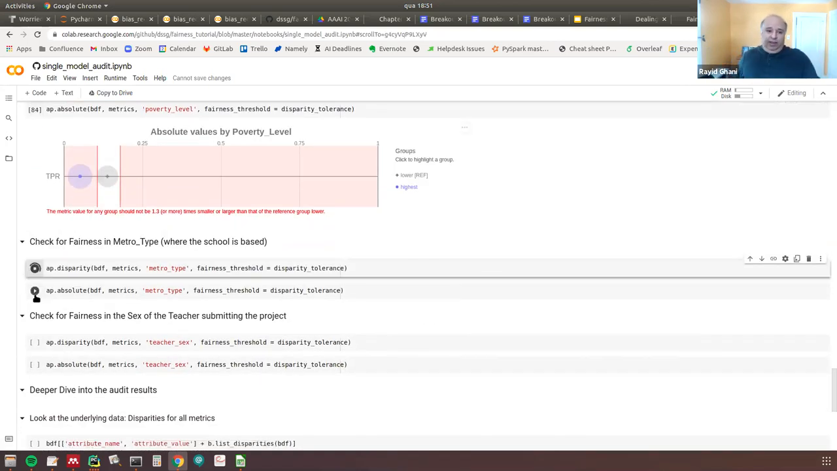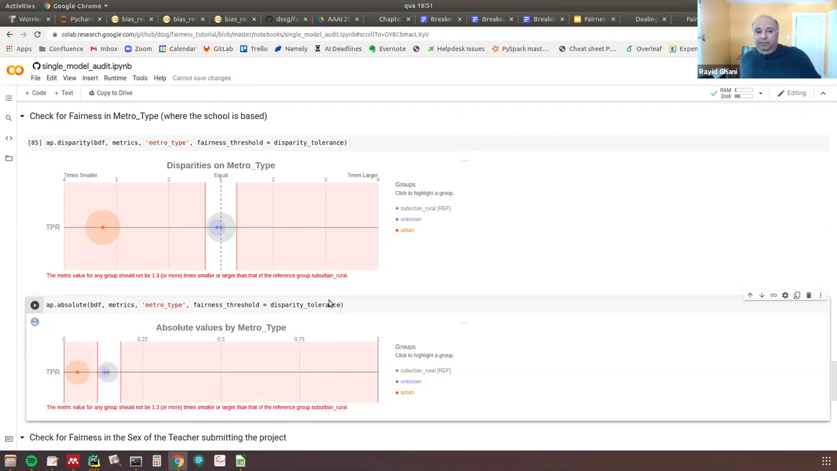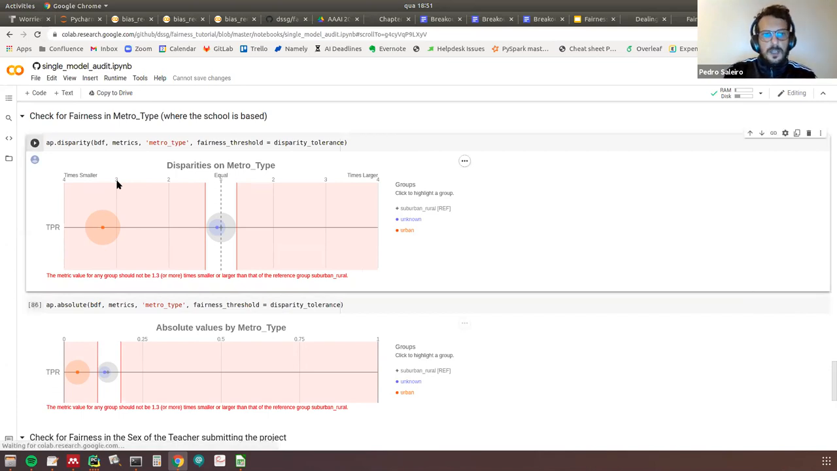Now we're going to go and ask: there was disparity in the poverty level of the schools, but are there other disparities in the other attributes that we care about? As we were saying, socioeconomic status in urban areas tends to be lower than in suburban and rural schools. What we are seeing here is similar to what we have seen before: the model is missing, or not helping as much, projects from urban regions compared to the reference group, which in this case is suburban and rural.